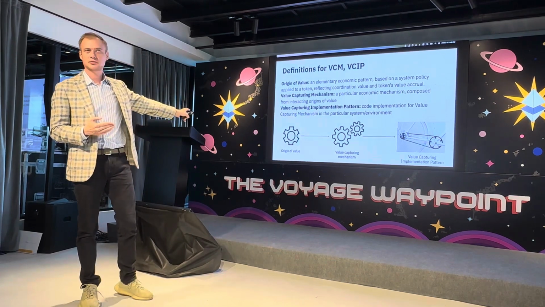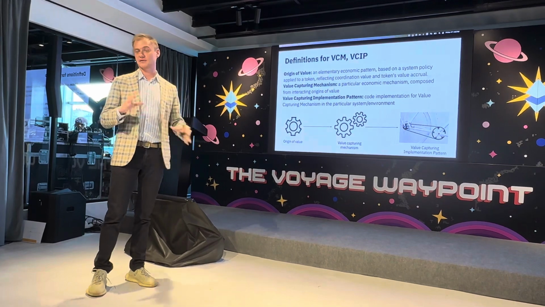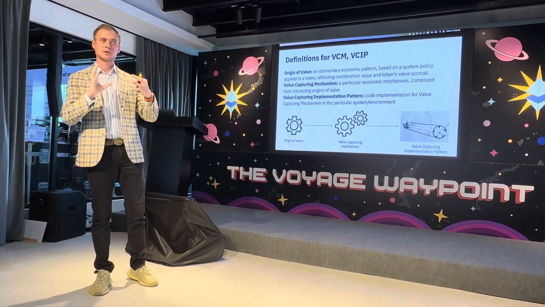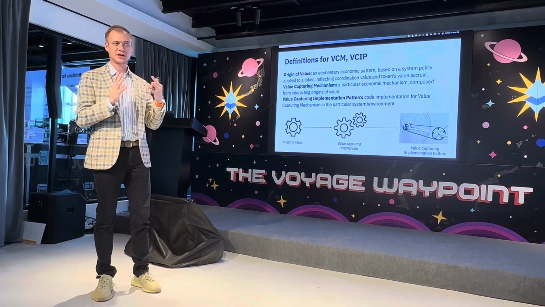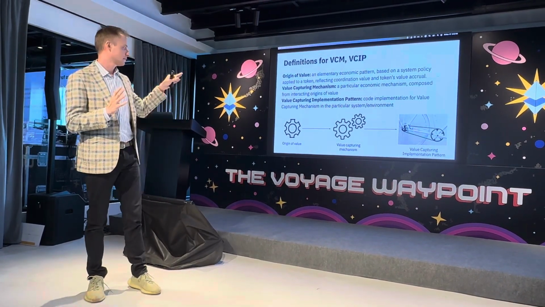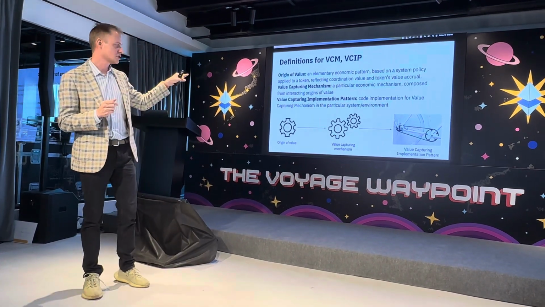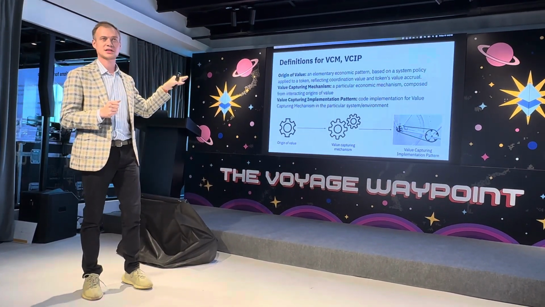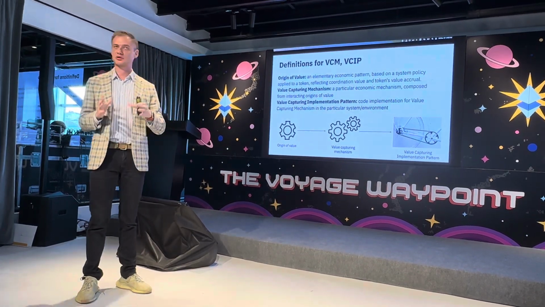an origin of value is like a single gear, a standalone gear that is not connected to anything. The value capture mechanism is several gears. You combine them, and the way you combine them is reflected in a utility or some functions attributed to this mechanism. And the third definition is the value capturing implementation pattern. It's a code implementation of the value capturing mechanism. What does it mean? It's something really working, not a theoretical example.